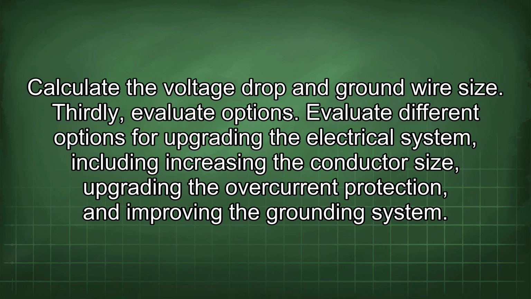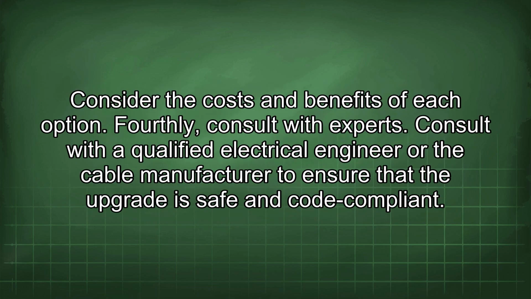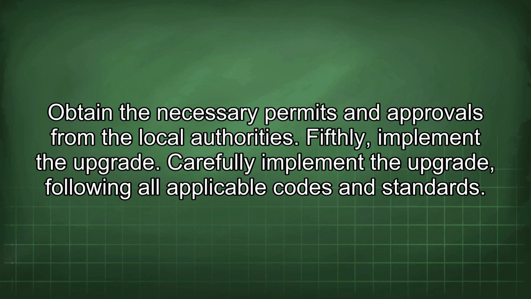Thirdly, evaluate options. Evaluate different options for upgrading the electrical system, including increasing the conductor size, upgrading the overcurrent protection, and improving the grounding system. Consider the costs and benefits of each option. Fourthly, consult with experts. Consult with a qualified electrical engineer or the cable manufacturer to ensure that the upgrade is safe and code compliant. Obtain the necessary permits and approvals from the local authorities.